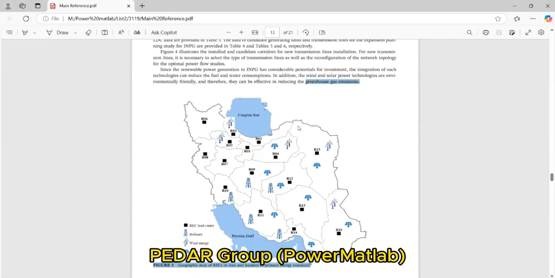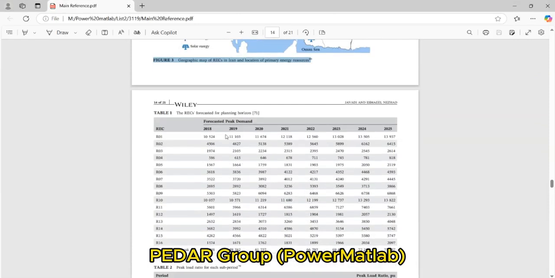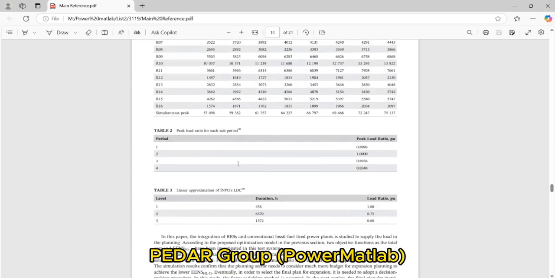As a case study, the IEEE 16 bus network incorporating different types of renewable energy is considered to check and validate the proposed mathematical optimization method for generation and transmission expansion planning. Also, different types and profiles of the load for different years of the study are discussed in table 1, and different peak load ratios for each sub-period are given in tables 2 and 3.